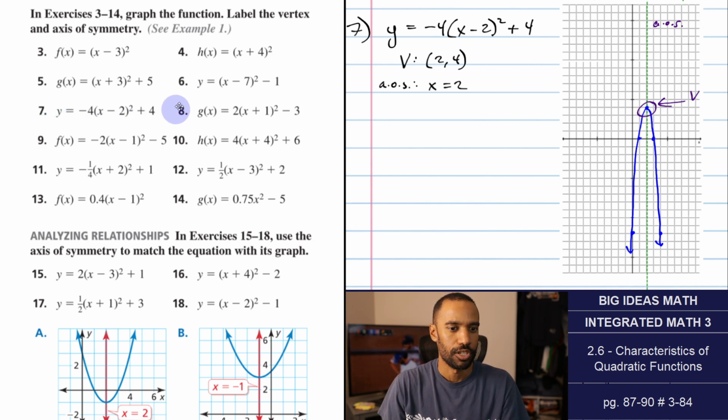Number 8. G of x equals 2 times x plus 1 quantity squared minus 3.